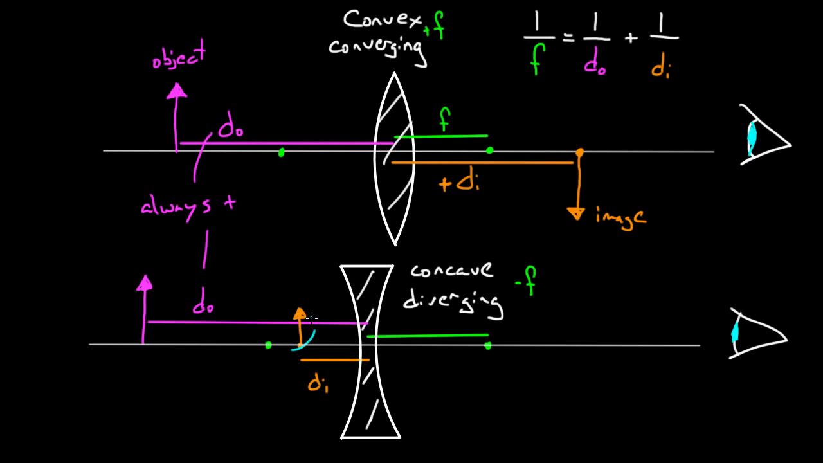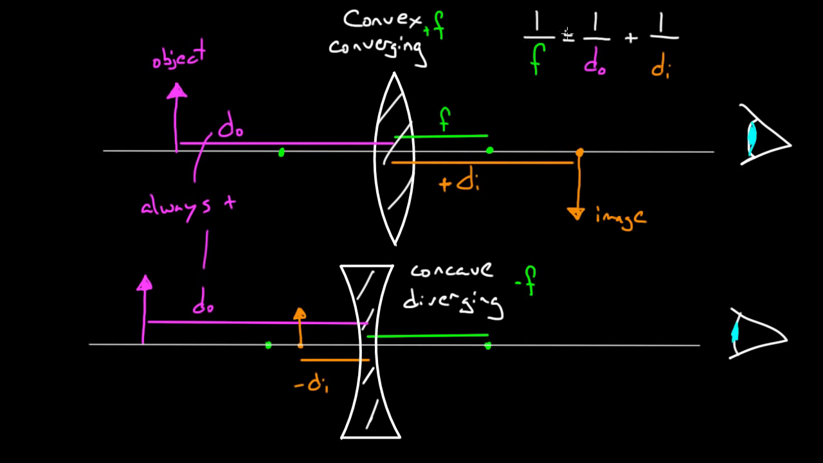I'd see this image, and this image is on the opposite side of the lens from my eye, or another way to think about it, it's on the same side as the object. This would be a negative image distance. I'd have to plug in a negative number, or if I got a negative number out of this formula for DI, I would know that image is formed on the opposite side of the lens from my eye. So those are the sign conventions for using this thin lens formula.